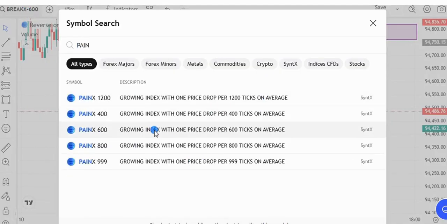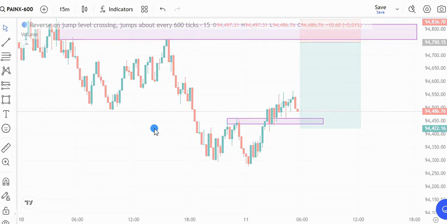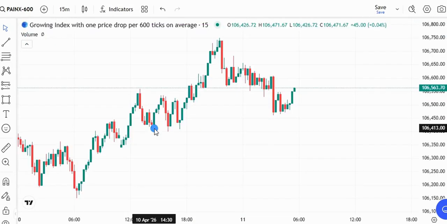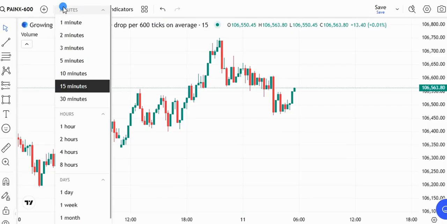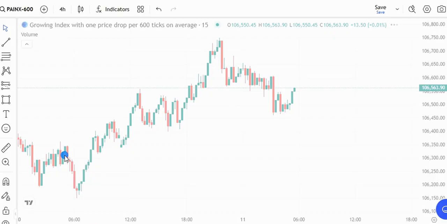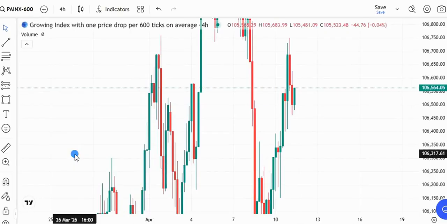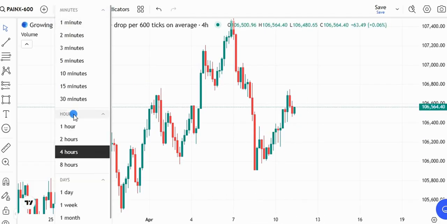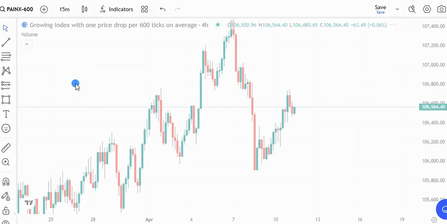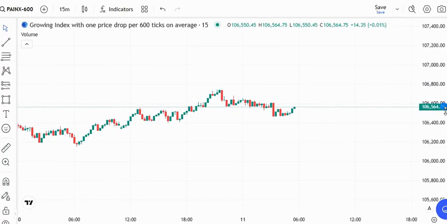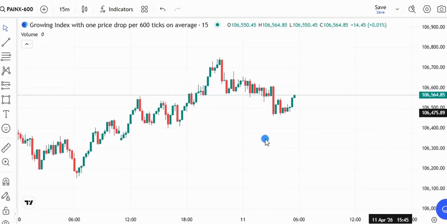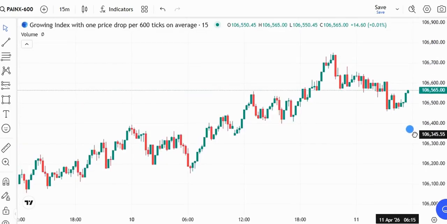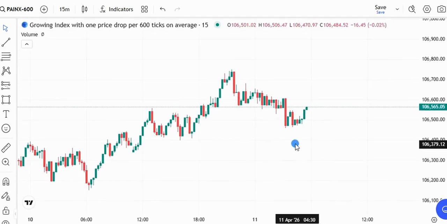So we use Pain 600. Okay, let's do the 4-hour chart to have a better view of what is happening on Pain 600. Yeah, this is actually a bullish trade. Remember, we are day traders. So that means we are looking for a bullish trade today. So let's look at the 15-minute chart. Unless there is a change, then we can think of going bearish. But for now, judging by the recent move, it seems to be going bullish.